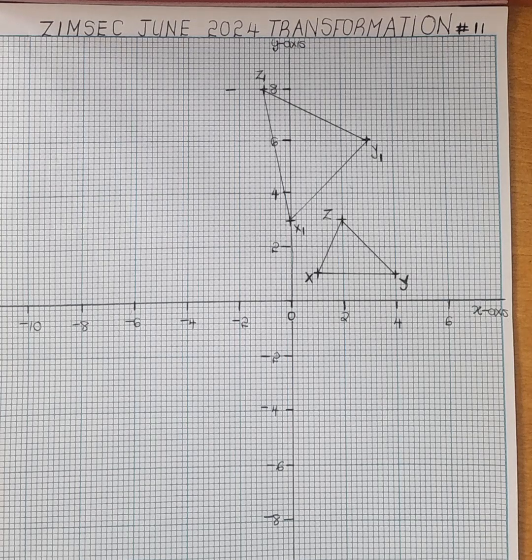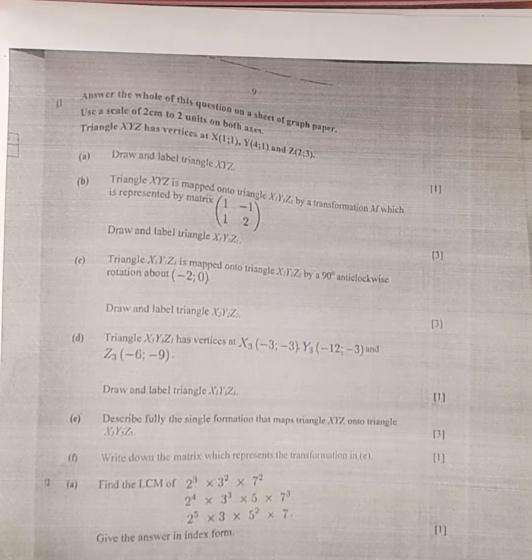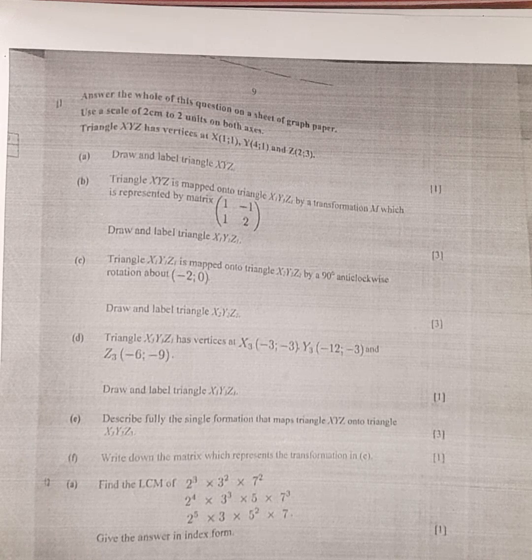We now need to move on to part C. Part C reads: triangle x1, y1, z1 is mapped onto triangle x2, y2, z2 by a 90 degrees anticlockwise rotation about minus 2, 0. Draw and label triangle x2, y2, z2. So here, the center of rotation is not the origin.